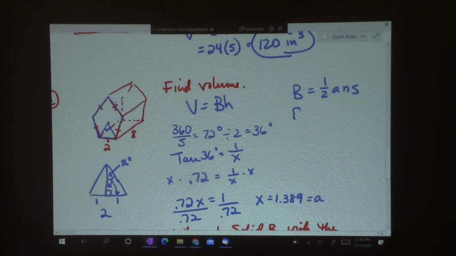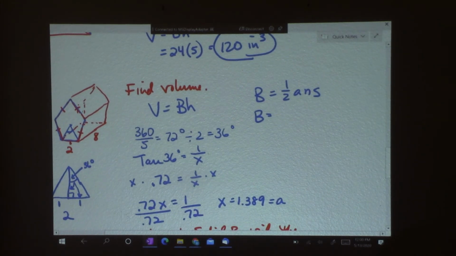So when I'm figuring out my base area, I'm going to do 1/2 times 1.389, and then the number of sides is 5, and each side length is 2. Okay?